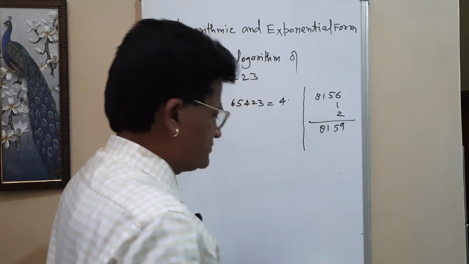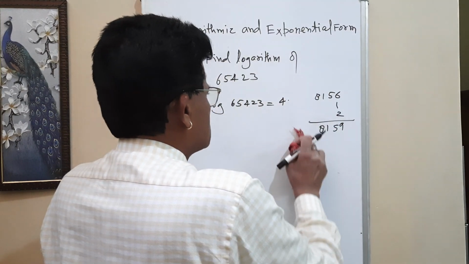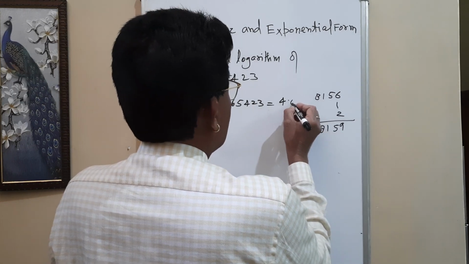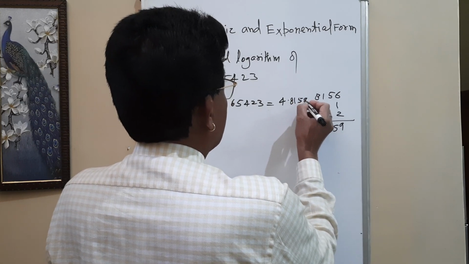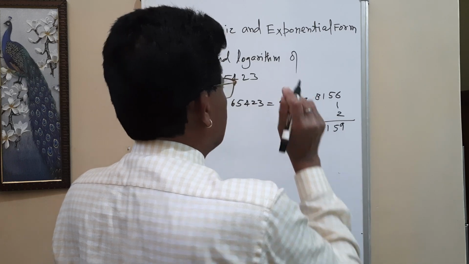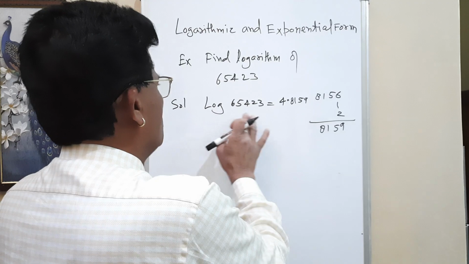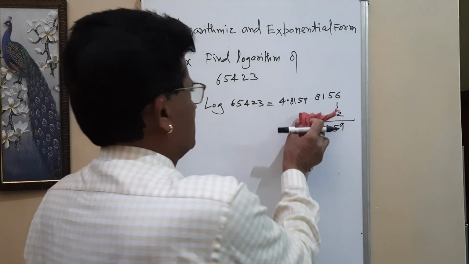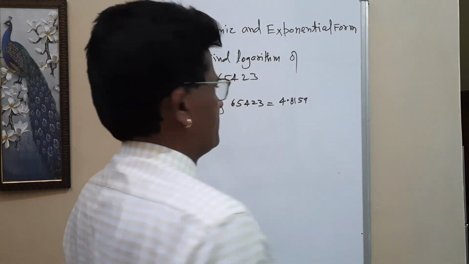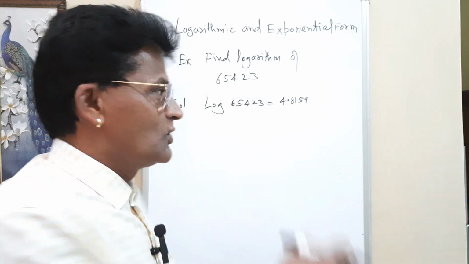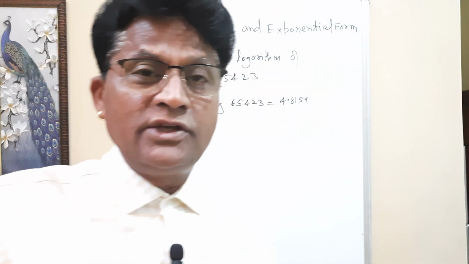That means, my dear student, I am just going to write over here 8159. You see, easily I am telling you, 4.8159. Okay, this is the value of this one. This is the logarithm. Okay, and if you want to find out the antilog also, you can find out. But I will tell you antilog also.